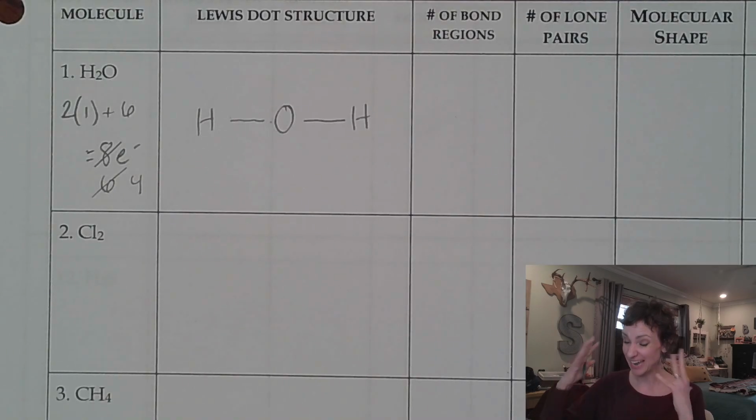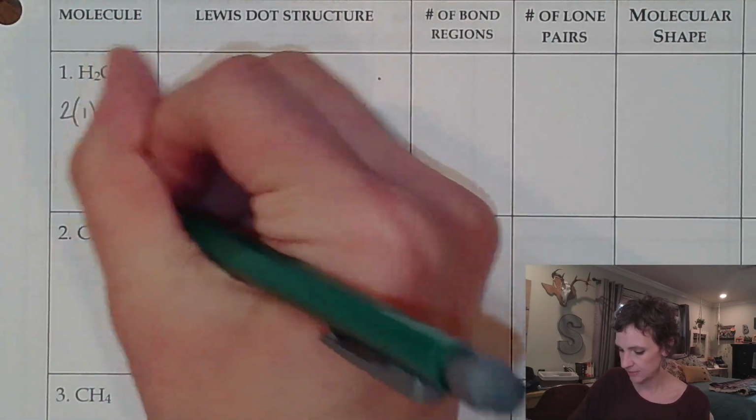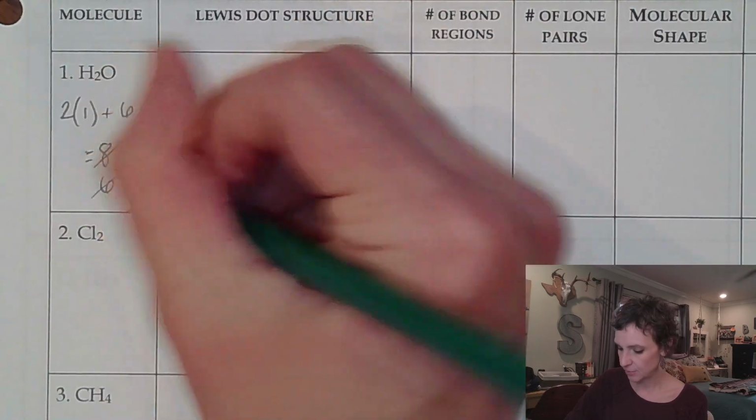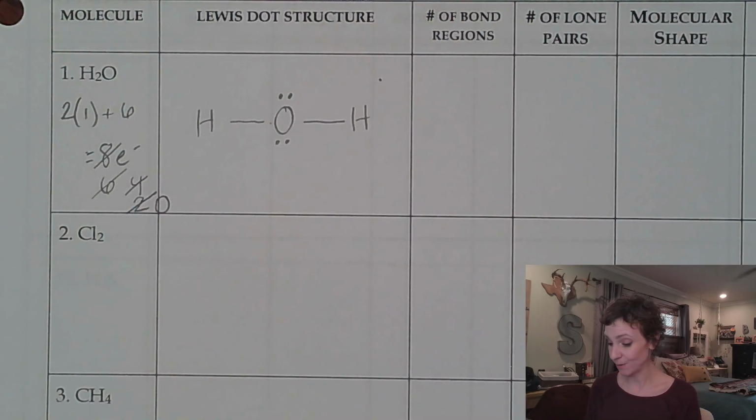But when we are putting extra electrons on an atom, we put them in pairs, okay? So I'm going to put a pair of dots. So that's 2 electrons. So I have 2 left. And then I'm going to put another pair of dots. So that's 2 electrons, and I am now at 0. Okay, so that is my Lewis dot structure for water, you guys. You have seen this before. You're like, great, that's what I expected to get.